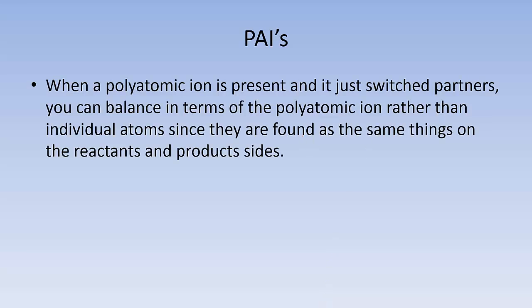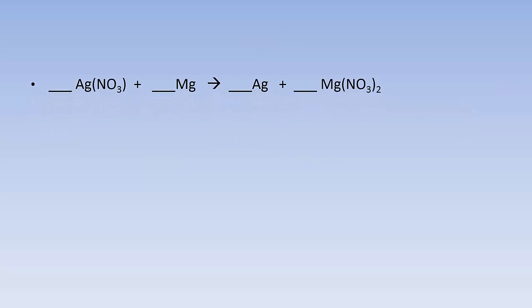Little trick with polyatomic ions: if they're present and they just switch partners and they don't break apart, you can treat them as one big thing instead of the individual atoms. And it's probably easier if I just jump to an example to show you. So if you take a look, here we have nitrate, a polyatomic ion, on the left side. We have NO3. And if we take a look on the right side, they stuck together. The NO3 stayed as one thing. Well, if that's the case, then we can treat it as one thing.